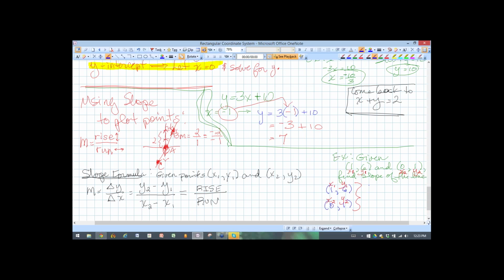Every time I use a formula, especially in this chapter, we want to write that formula out, right? So let me do that. y2 minus y1 over x2 minus x1.